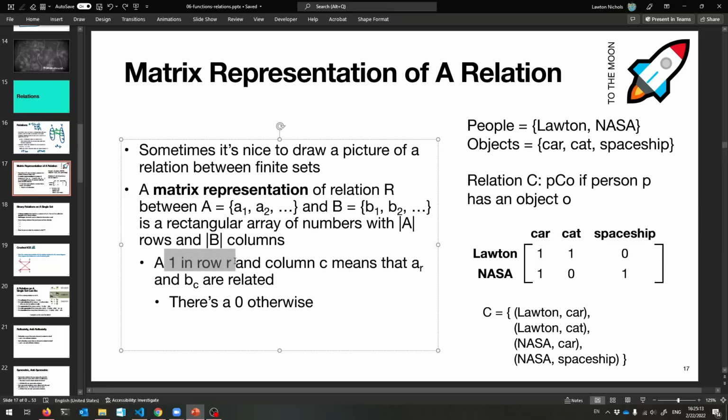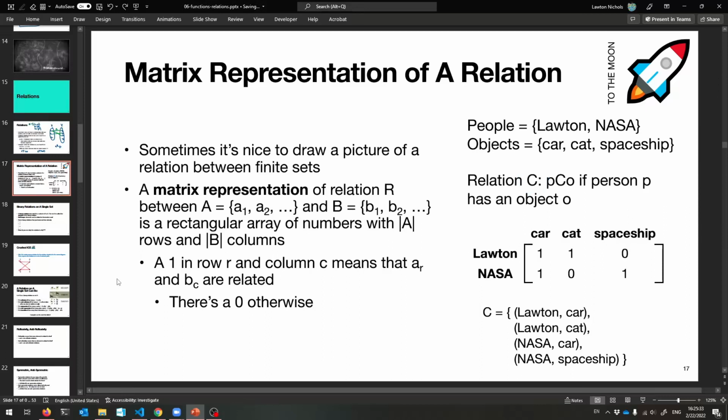A1 in row R and column C means that AR and BC are related. So you can write either ones or zeros in your matrix, true and false. Like, these things are related if it's a 1, and they're not related if it's a 0. So for example, here is my relation C, let's call it.